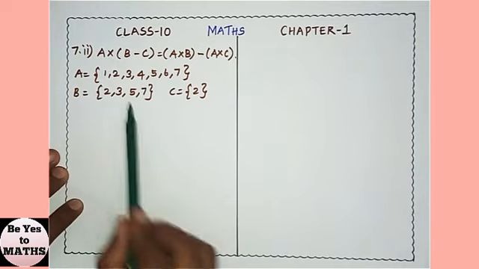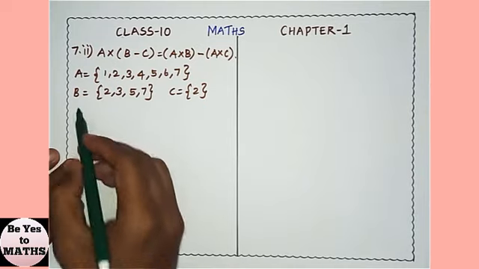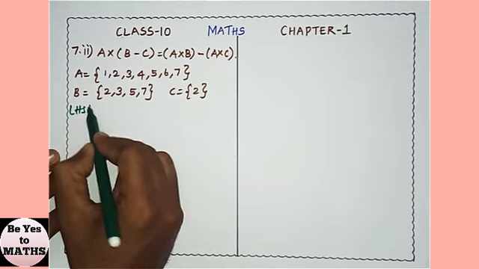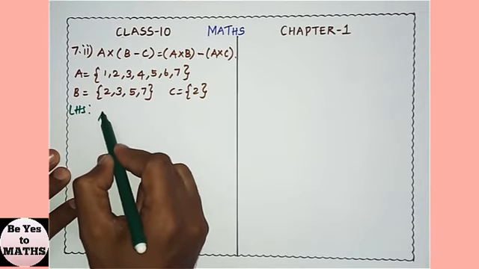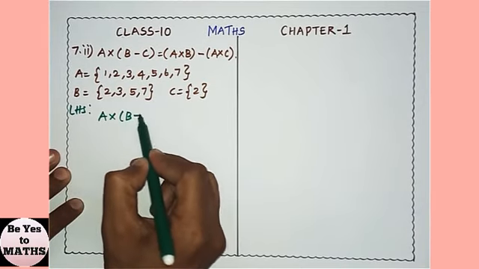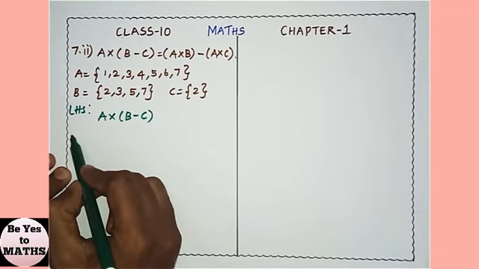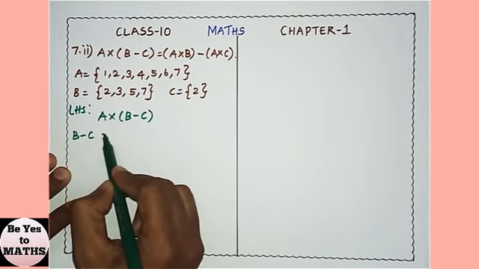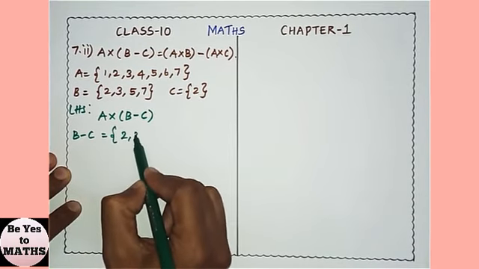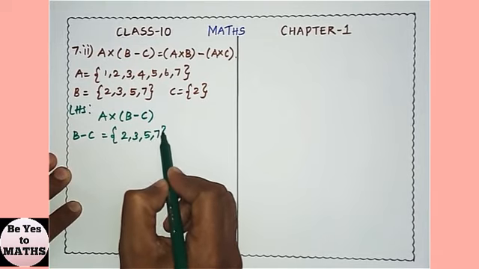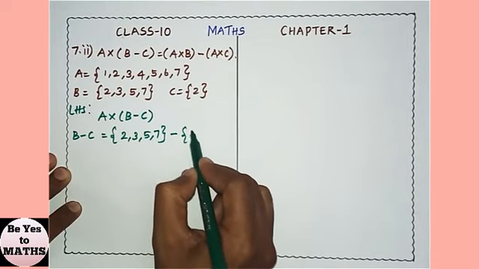I have written A, B and C sets. So first we'll solve the left hand side. Left hand side is A cross B minus C. First we'll find out B minus C. So B set is 2, 3, 5, 7 minus C set is 2.